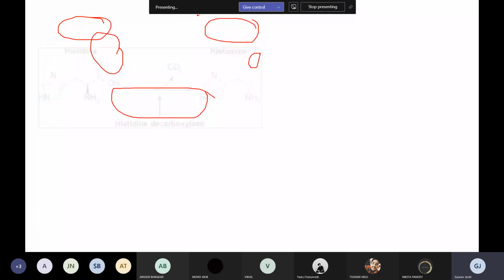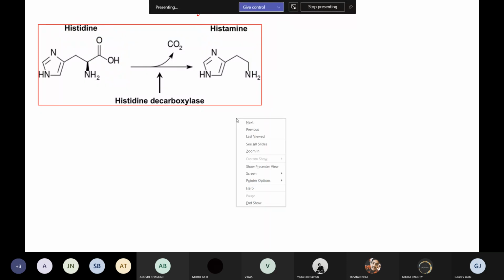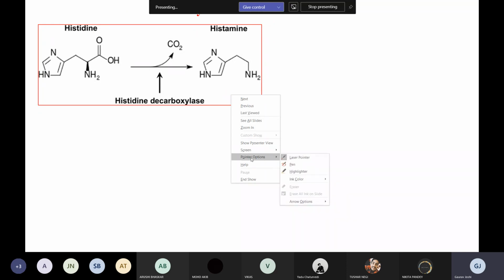Okay. I'll be discussing the metabolism. So I'll be erasing all this again. We are talking about the biosynthesis, and this is a very important question for the GPAT. The amino acid histidine is a precursor for the synthesis of histamine, and this is done in the presence of an enzyme called histidine decarboxylase.